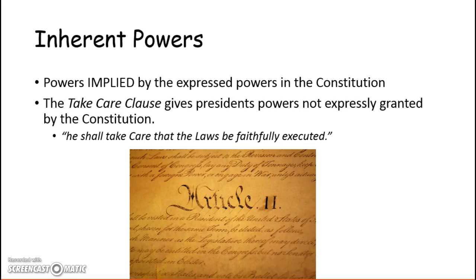FDR also used inherent or implied powers when he expanded the size and power of the federal government with his New Deal programs during the 30s. George W. Bush used inherent powers when he suspended the civil liberties of foreign nationals held in the military prison at the U.S. Naval Base in Guantanamo Bay. They've been detained indefinitely for questioning about possible terrorist activities.